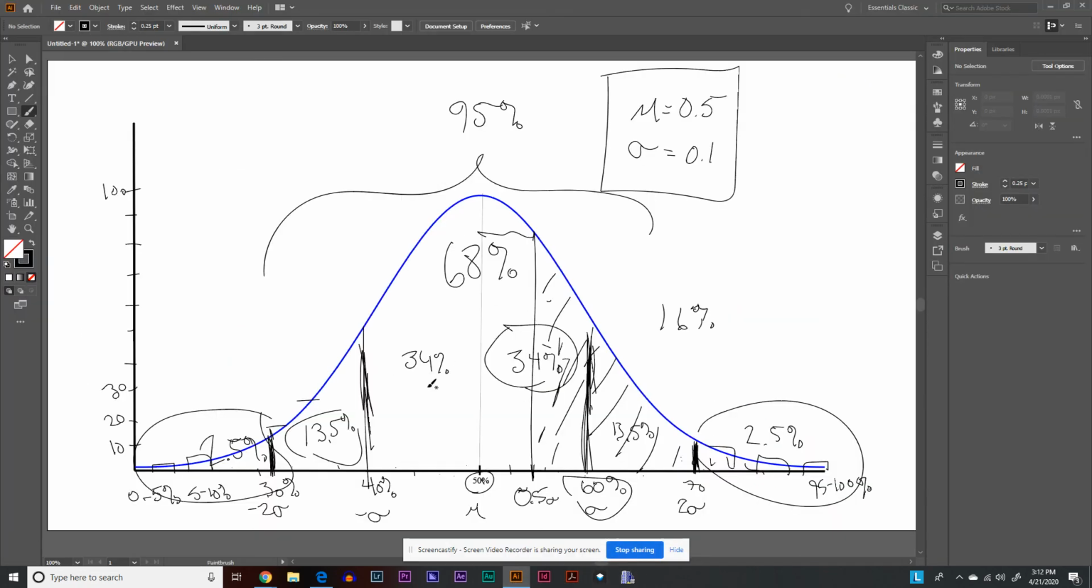But that's a broad overview of how you can use standard deviation to figure out various amounts of a data set that are within certain ranges, in this case, grades for a particular test or something like that. Hopefully that's helpful as a real quick introduction.